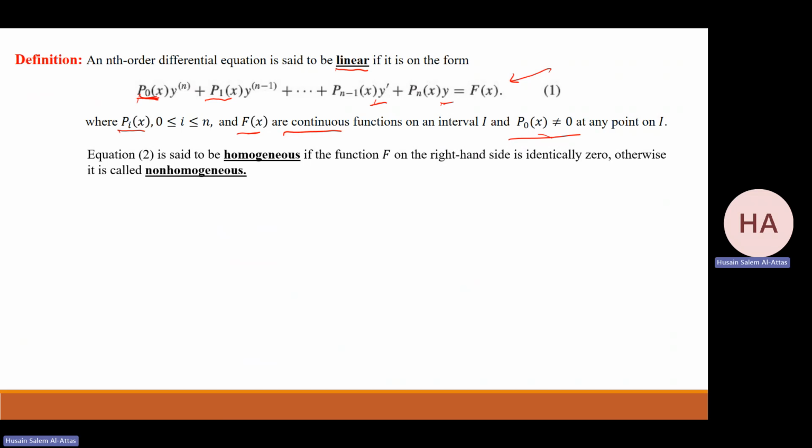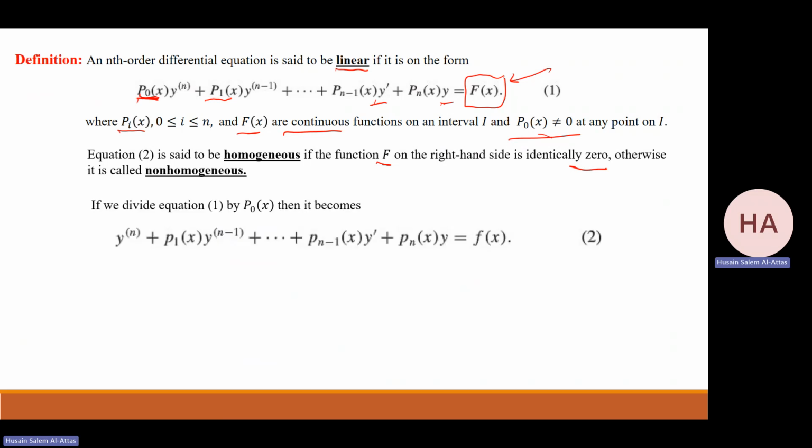So we have linear, we talked about it. Homogeneous depends on the right-hand side. If the right-hand side is equal to 0, identically 0, we say it's homogeneous. Otherwise, we call it non-homogeneous. And by the way, how to solve non-homogeneous, we'll talk about it in section 5.5, where we have two methods: undetermined coefficients and variation of parameters.